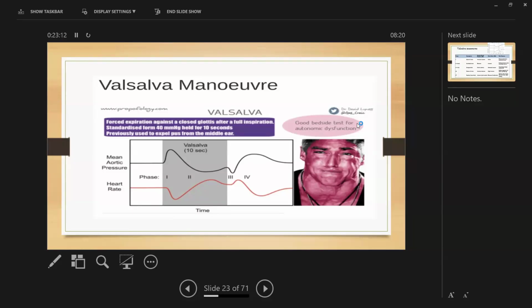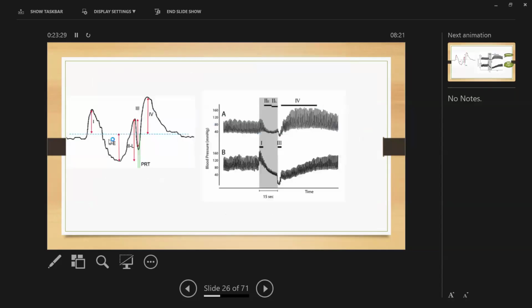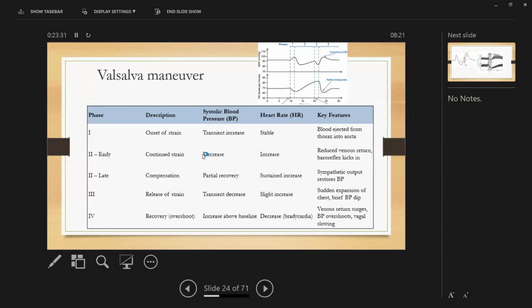And what happens during the Valsalva maneuver? There are four phases in Valsalva. I will explain every phase in detail. First, when we blow fully, when we do forced expiration, the first phase is the onset of strain. During the onset of strain, initially there will be a transient increase in BP, and the heart rate will be more or less stable. Why does it happen? When we start straining, blood is ejected from the thorax into the aorta. So there will be a transient increase in BP.